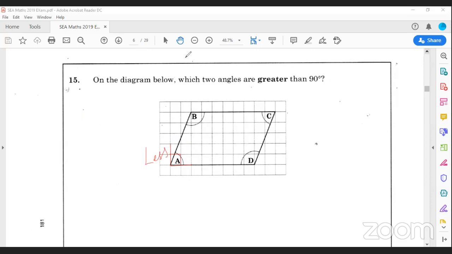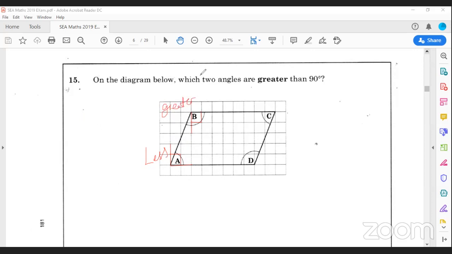Let's go to B. What we can see here, if I draw this line here, this is a right angle I'm drawing here. What do I notice? B is what? Greater. Yes, it's greater. It's more. It's greater.